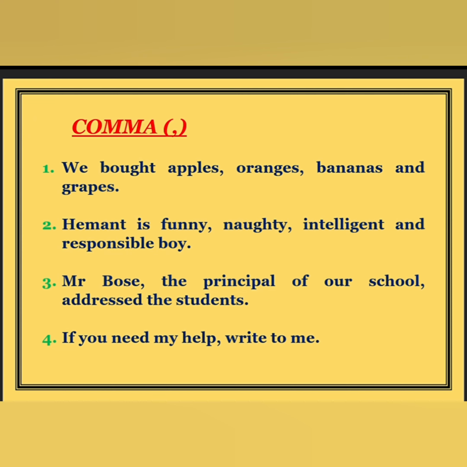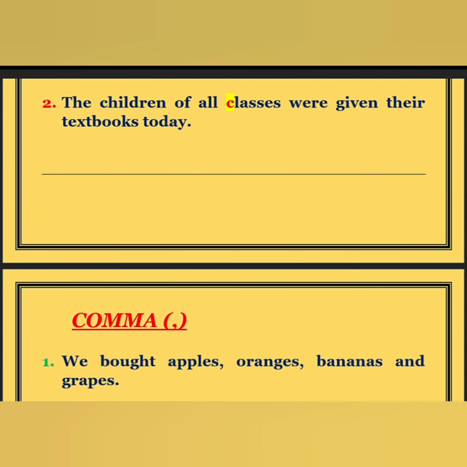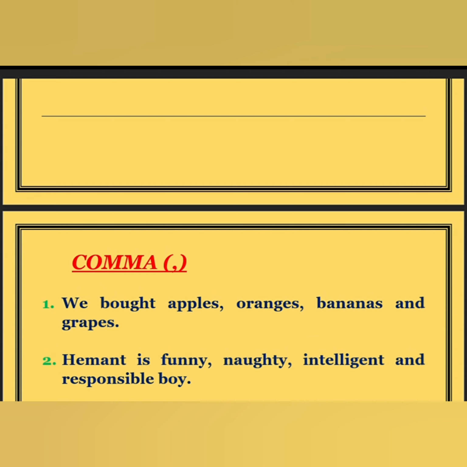Number 1. To separate a series of words of the same parts of speech. Like here, we bought apples, oranges, bananas, and grapes. Then we also use comma between adjectives, when we use more than one adjective to describe something. Like, Hemant is a funny, naughty, intelligent, and responsible boy. So here, see where we have used the commas.